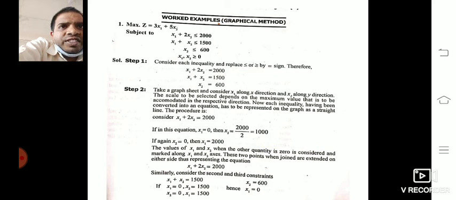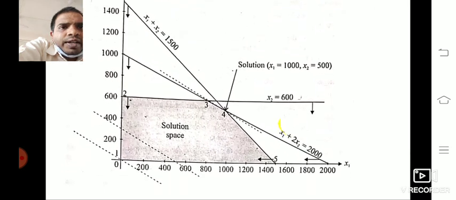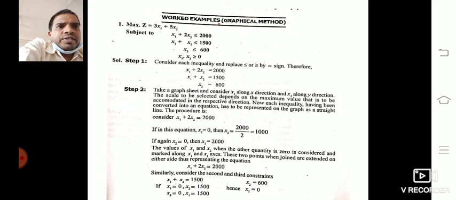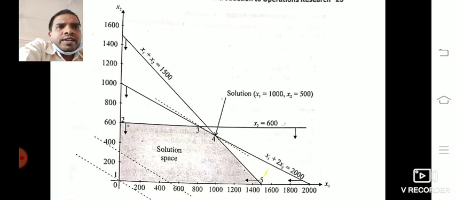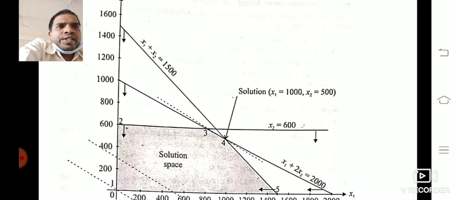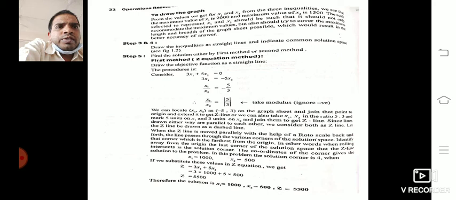Now we have marked the first constraint, and the second constraint: x1 is 1500 and x2 is also 1500. Just mark them. This constraint also says the feasible solution space is towards the origin. Now the third constraint: x2 is 600, x1 is 0. Mark x2 as 600 and x1 as 0; it also says the feasible solution is towards the origin. Up to here, the steps remain the same.